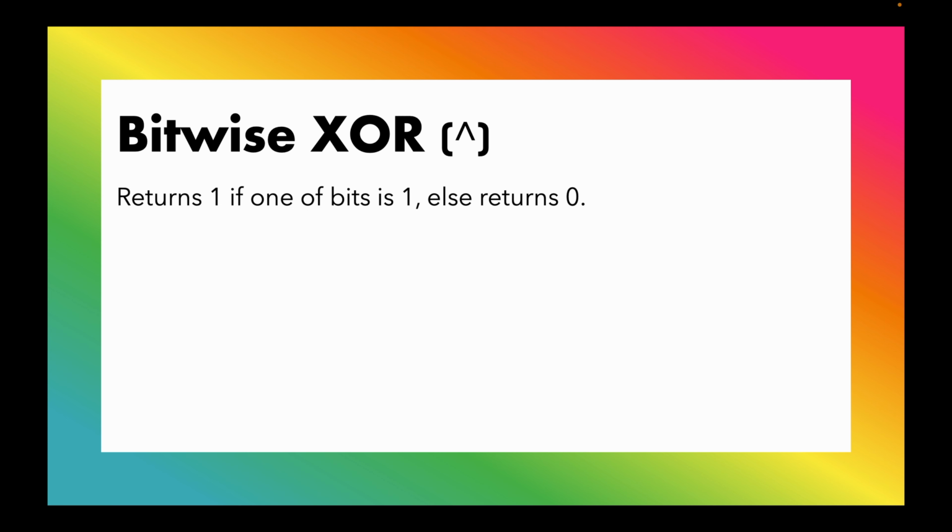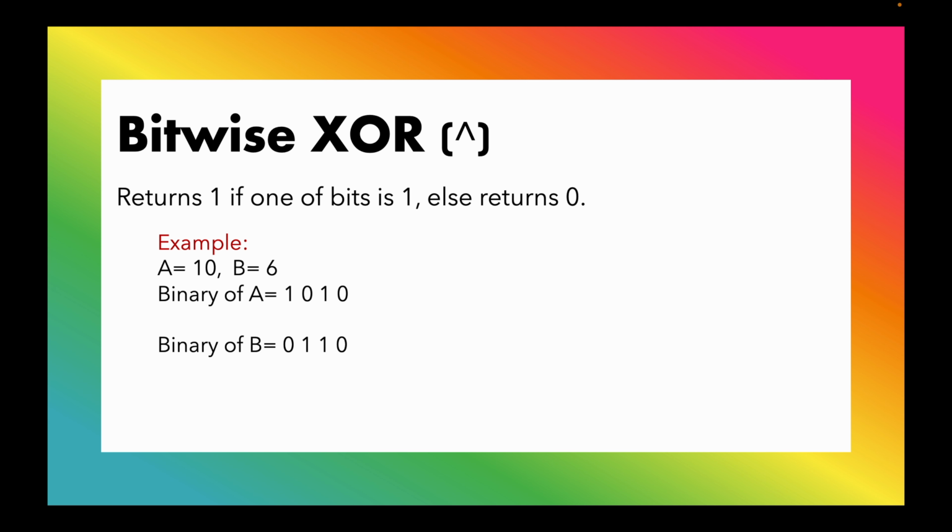Here we have the bitwise XOR operator. In this case it returns 1 if exactly one of the bits is 1, else it returns 0. And let's see the example. A equals 10 and B equals 6, and the binary representation of 10 is 1010 and the binary of B is 0110, and if we do XOR between A and B it gives 1100, and the decimal equivalent of it is 12.